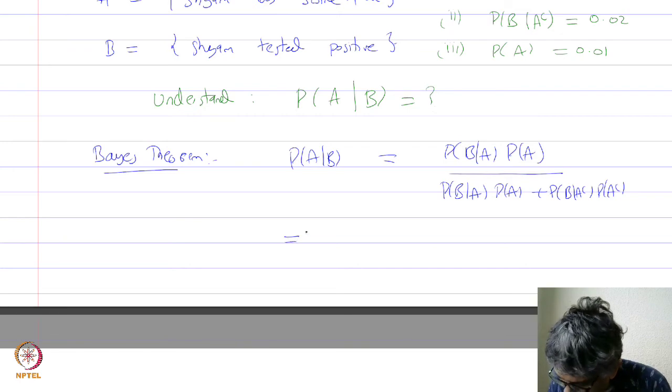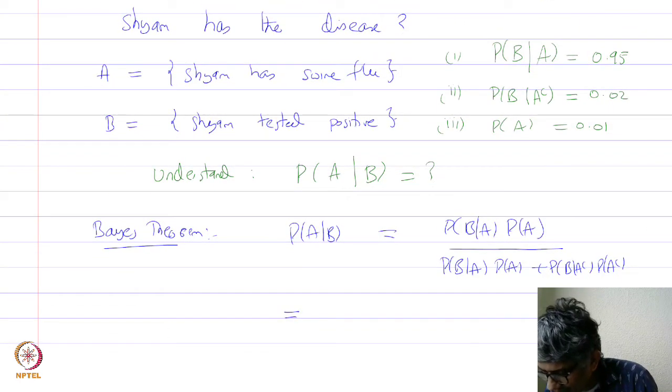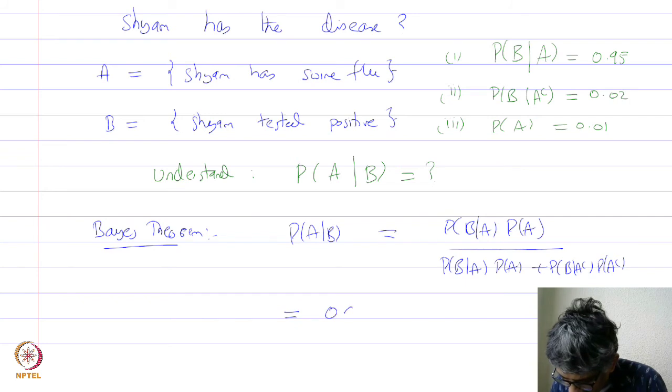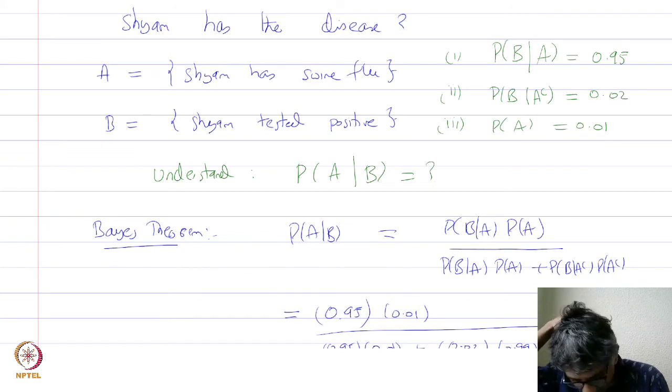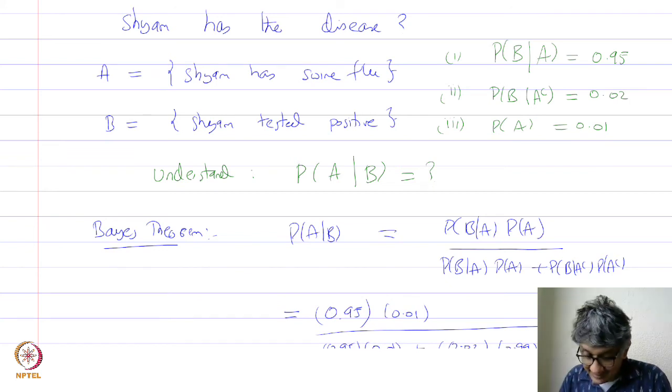And if you work out the mathematics, so you put the numbers down, what do you have? You have B given A is 0.95 and probability of A is 0.01. The whole thing is divided by 0.95 times 0.01 plus probability of B given A complement, which is 0.02, times probability of A complement, which is 0.99. And if you do that, it comes out to be 0.324. So that means the chance that Sham has the disease given that the test is positive is only 0.324. So that's not a very good test.